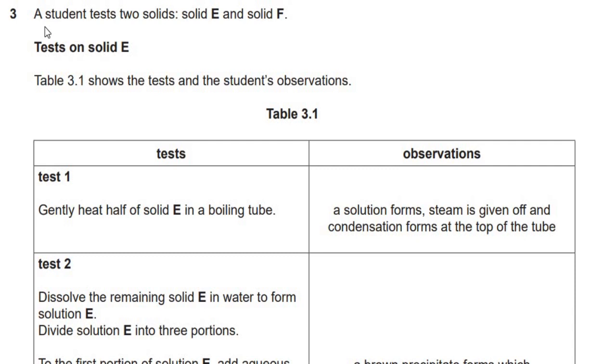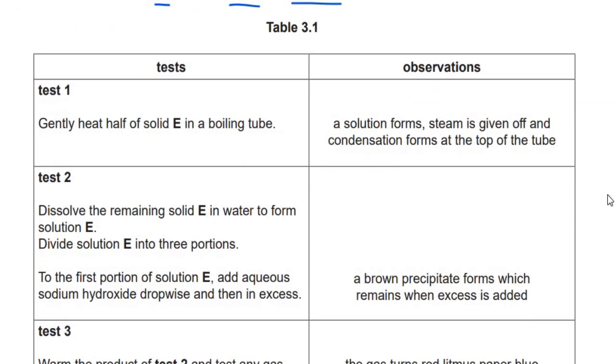Now let's start with question 3, which is a qualitative analysis question, and the question says a student tests two solids, solid E and solid F. Now remember, both of them are solids. Now the tests on solid E. Table 3.1 shows the tests and the student's observations, and here we have the whole table. Now let's start with test 1. Test 1 says gently heat half of the solid E in a boiling tube. The observation is a solution forms, steam is given off, and condensation forms at the top of the tube.